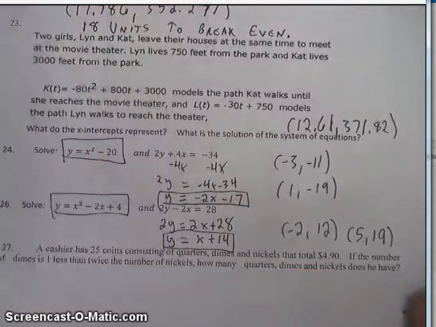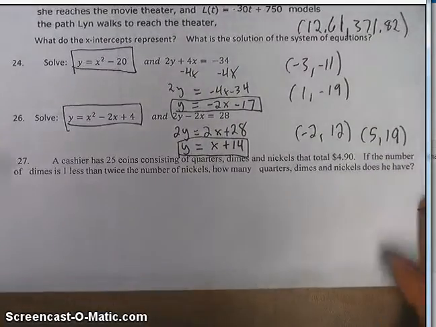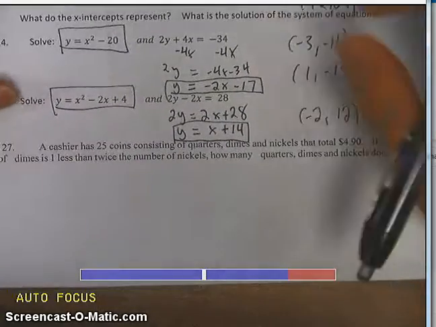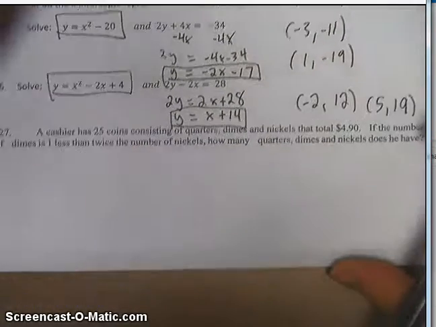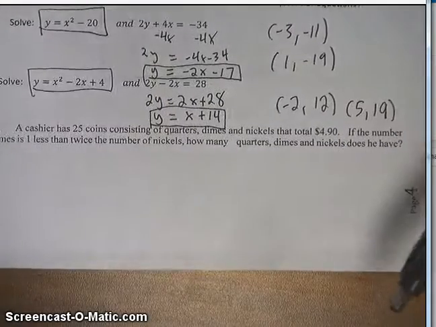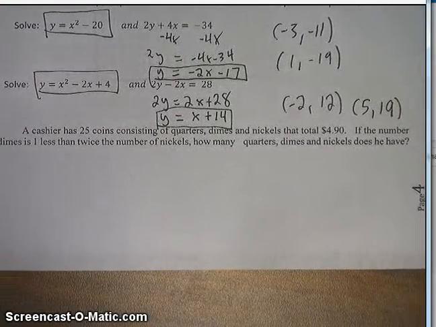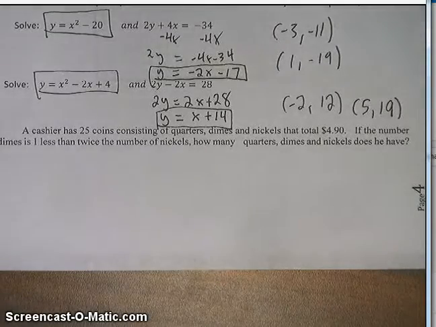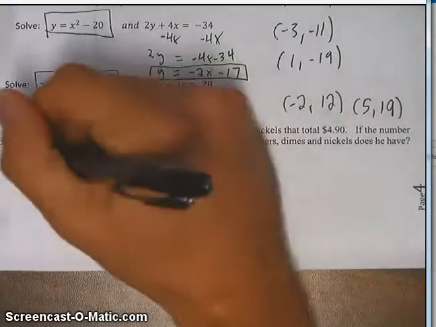So let's look at number 27 here. It looks like it's a word problem. A cashier has 25 coins consisting of quarters, dimes, nickels that total $4.90. If the number of dimes is 1 less than twice the number of nickels, how many quarters, dimes, and nickels does he have? So I always like to start by defining my x, y, and z.